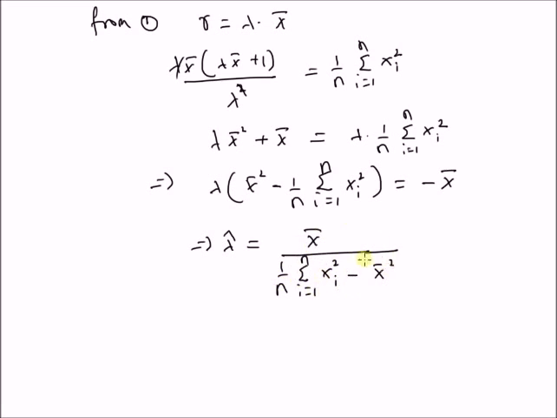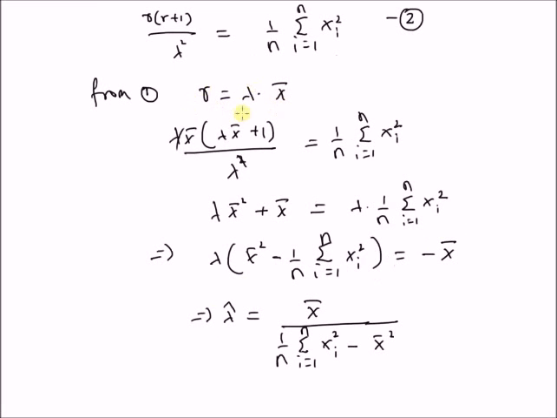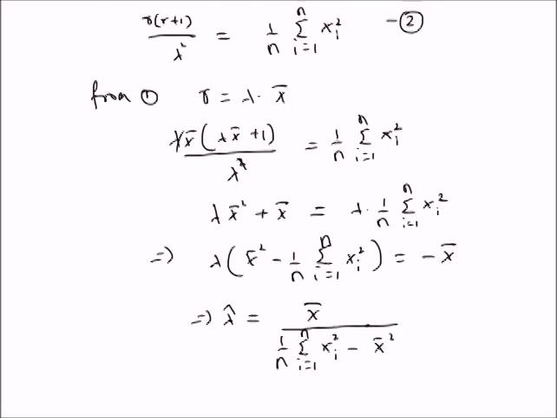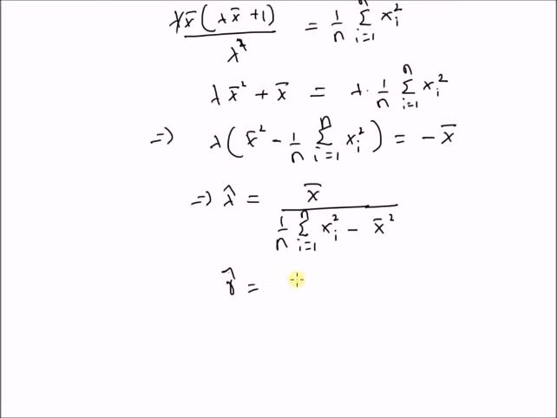So lambda hat is given by this expression, and from r equals lambda times x bar, we have r hat equal to lambda hat times x bar, which is x bar squared divided by the sample second moment, summation i equals 1 to n xi squared divided by n, minus x bar squared. So this is the estimate for r, and this is the estimate for lambda. These equations give the estimates for r and lambda based on the method of moments.